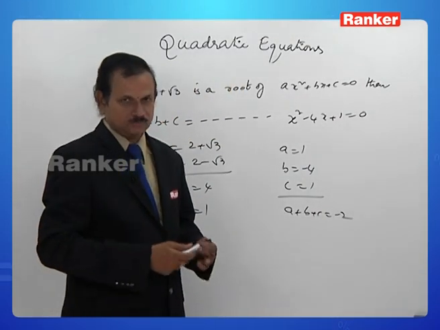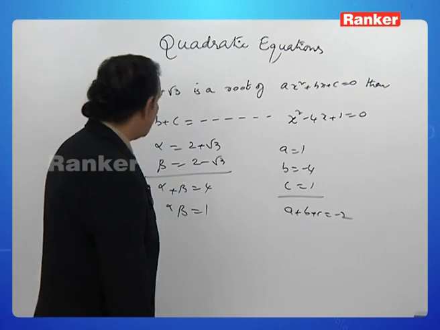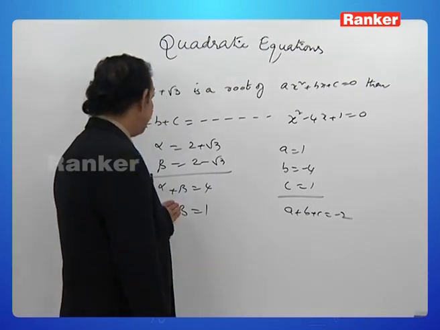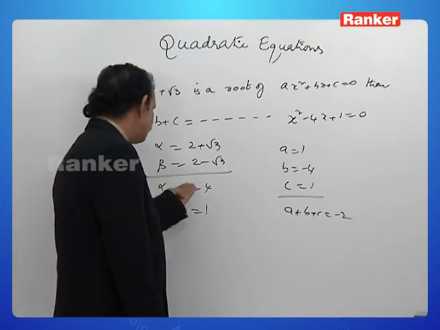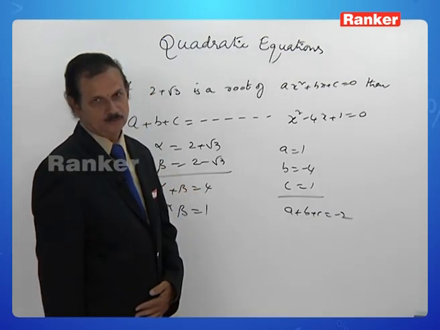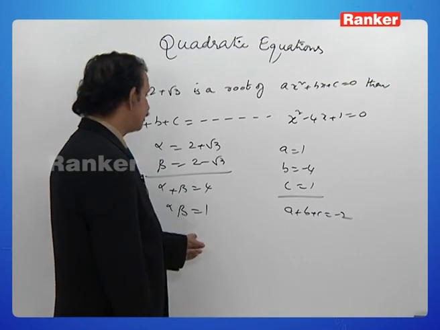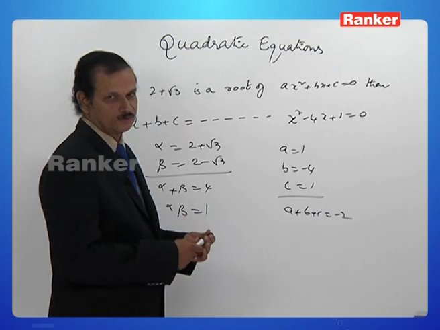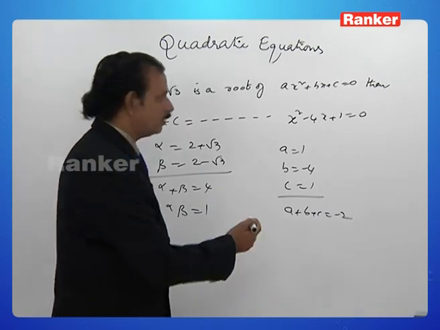It is minus 2. Well, how are we able to know the value of a plus b plus c? We could have known alpha and beta. Alpha plus beta is known, alpha beta is known. So, by knowing the sum and product, we could trace the equation x square minus 4x plus 1 is equal to 0. How? How is it possible?